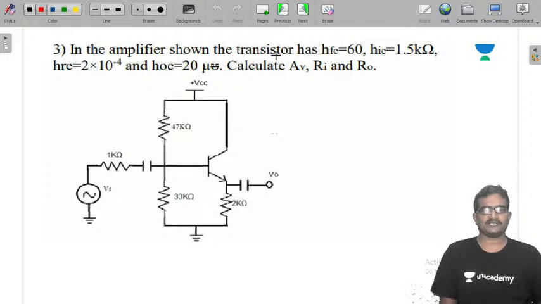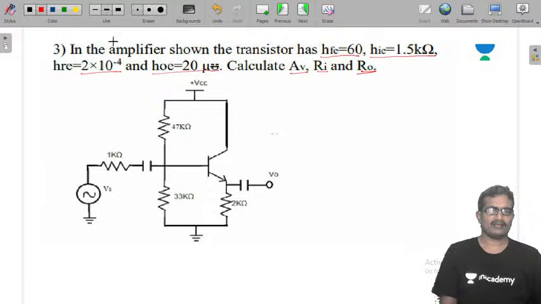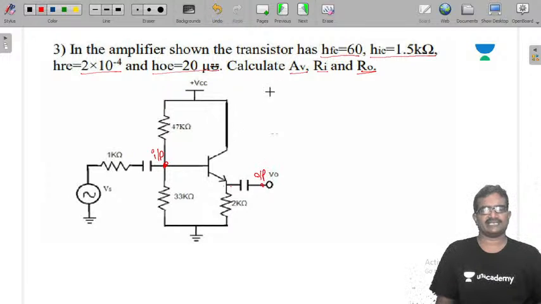See this question. In the amplifier shown, the transistor has HFE 60, HIE 1.5K, HRE 2 into 10 power minus 4, and HOE is 20 micromhos. Calculate voltage gain, input impedance, and output impedance. First of all, you need to identify which amplifier it is. Input is applied at base, and output is taken at emitter. So this is a CC amplifier.